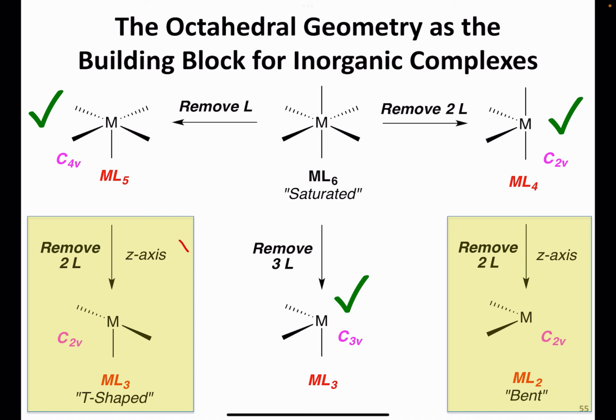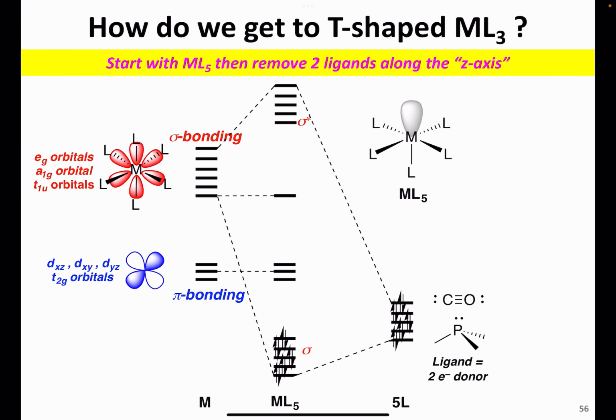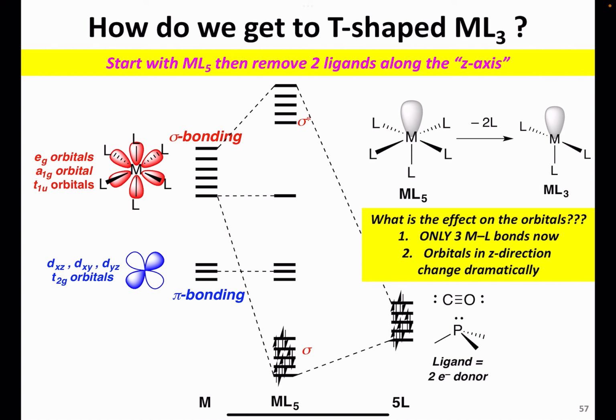What if we want to look at the ML3 T-shaped geometry? Well, if we start with the ML5 geometry and we remove the 2 ligands along, let's call it the Z-axis here, we get to the ML3 T-shaped geometry. And so how is that going to alter our MO diagram? Let's look at the ML5 diagram. First and foremost, if we remove 2 ligands along the Z-axis, we're going to get to that T-shaped geometry. What that means is that we're only going to have 3 ligands, and so we're only going to have 3 bonding combinations and 3 anti-bonding combinations.